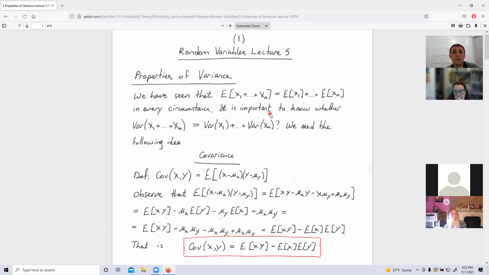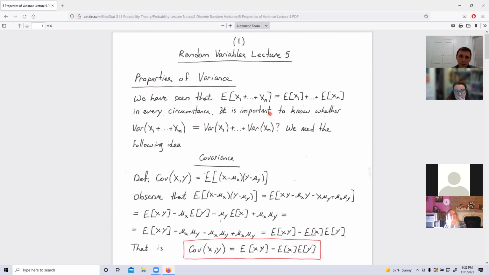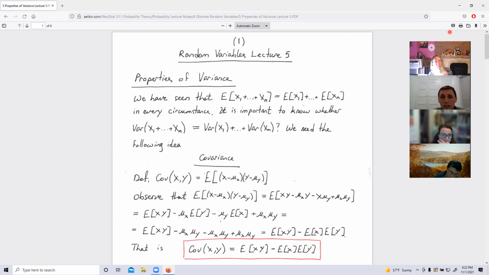Properties of variance. So we know that without any conditions, the expected value of the sum of variables is the sum of expected values. Is it true or not for variance? We want to know, is it true that variance of the sum is sum of variances? Yes, guys? And for that, to see whether or not it's true, we need to examine a broader definition. It's called covariance.